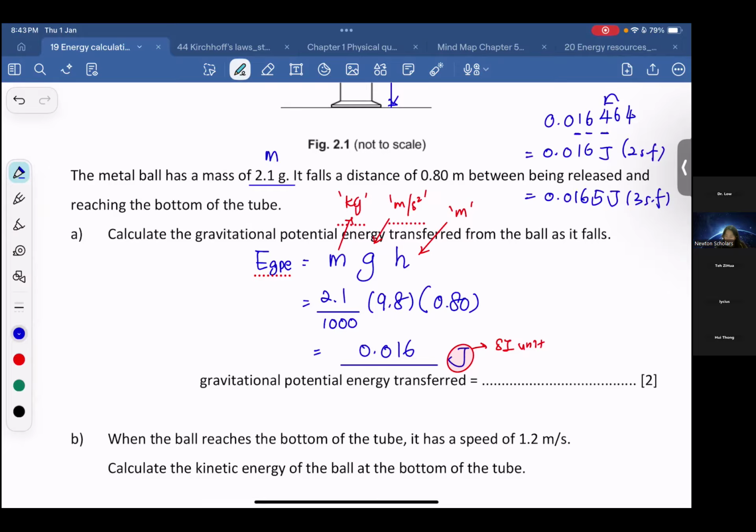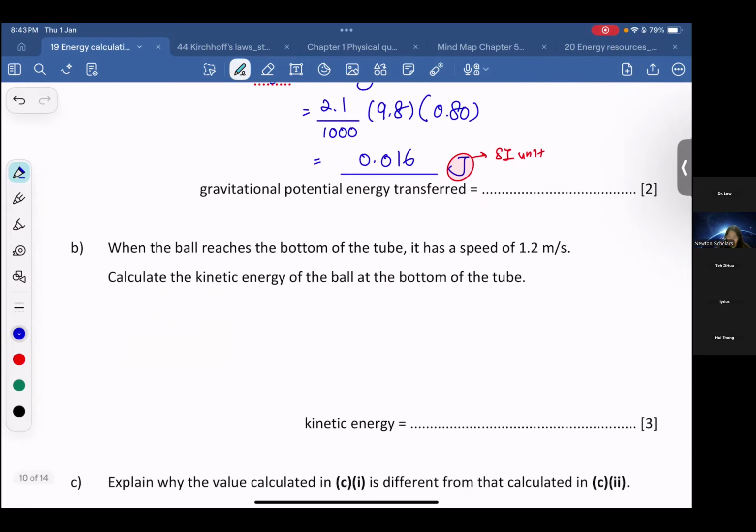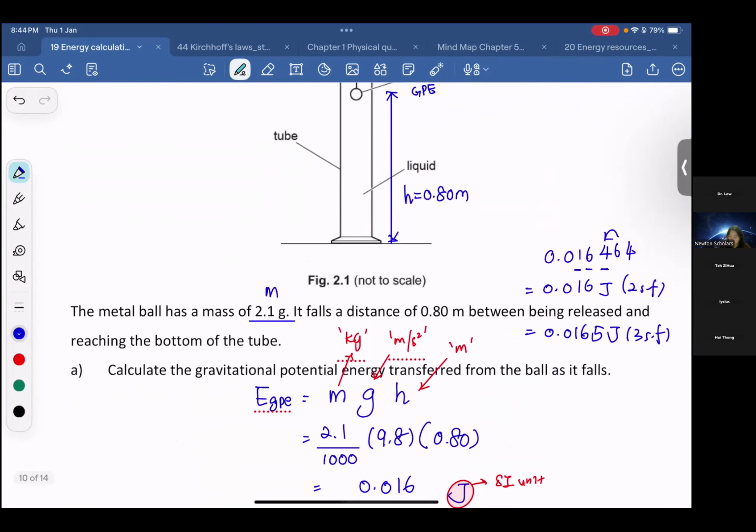0.0165 joule. Okay, so boys and girls, next: when the ball reaches the bottom, it has a speed of 1.2 meter per second. So at here, it got a speed of 1.2 meter per second. What is the energy related with the speed? Kinetic energy. Can you calculate the kinetic energy of the ball at the bottom of the tube? Do the calculation right now.